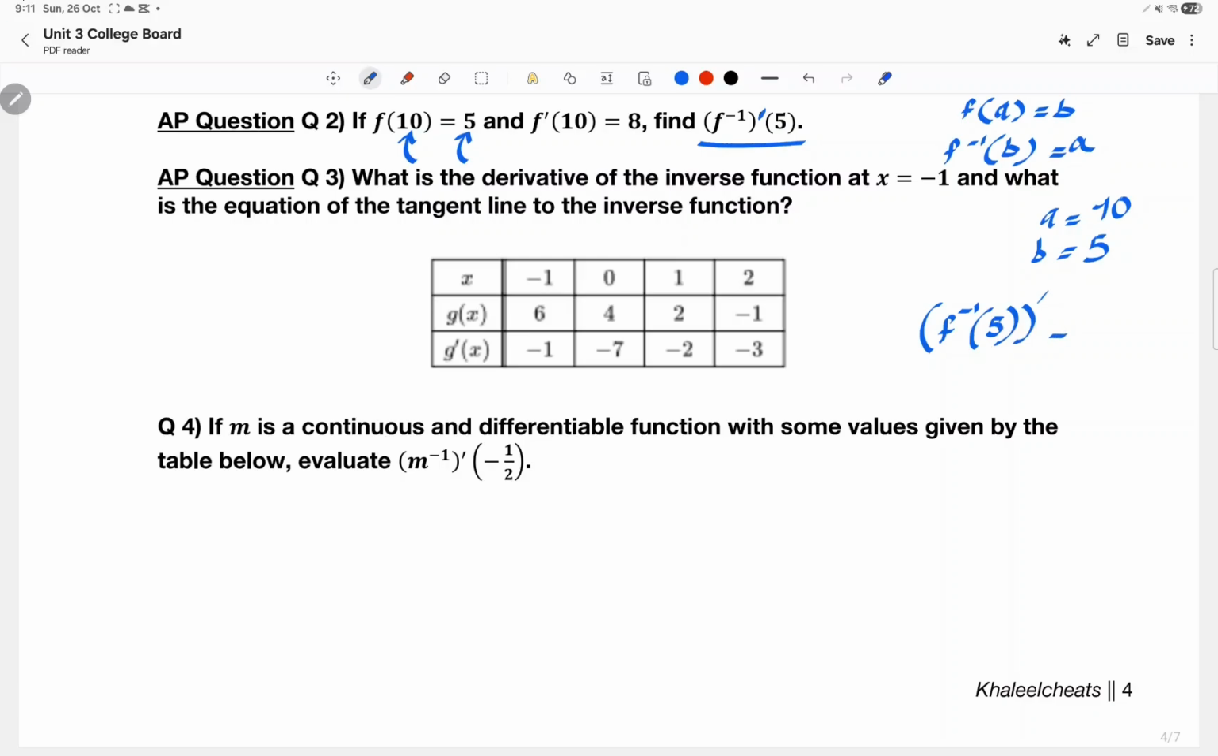And the rule says that will be the reciprocal of f prime of a. So if b is 5, a is 10. That means f prime of 10. And that's already given to us as 8. So the answer is going to be 1 over 8. Okay?